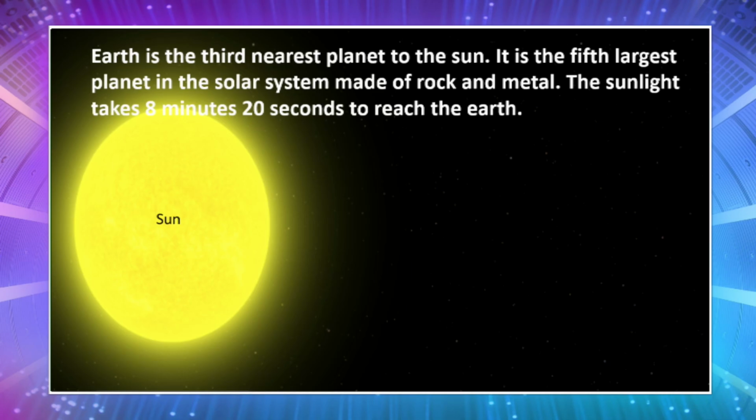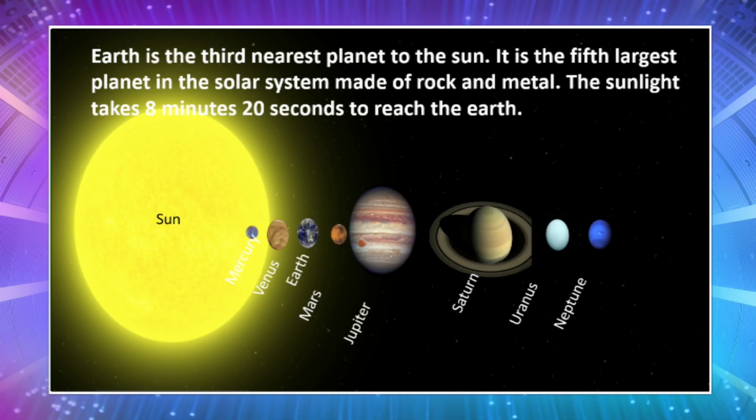Earth is the 3rd nearest planet to the Sun. It is the 5th largest planet in the solar system, made of rock and metal. The sunlight takes 8 minutes 20 seconds to reach the Earth. Children, in this image we can see Mercury is the nearest planet to the Sun. Next comes Venus. It is the 2nd nearest planet to the Sun, and Earth is the 3rd nearest planet to the Sun. Next comes Mars, which is the 4th nearest.